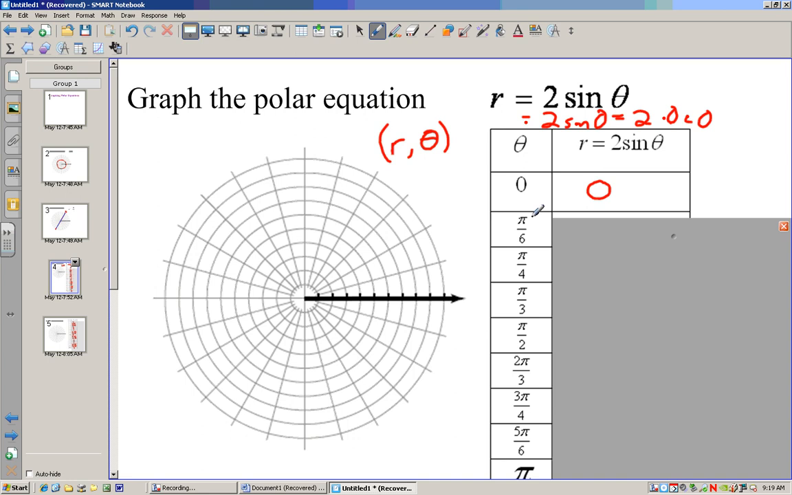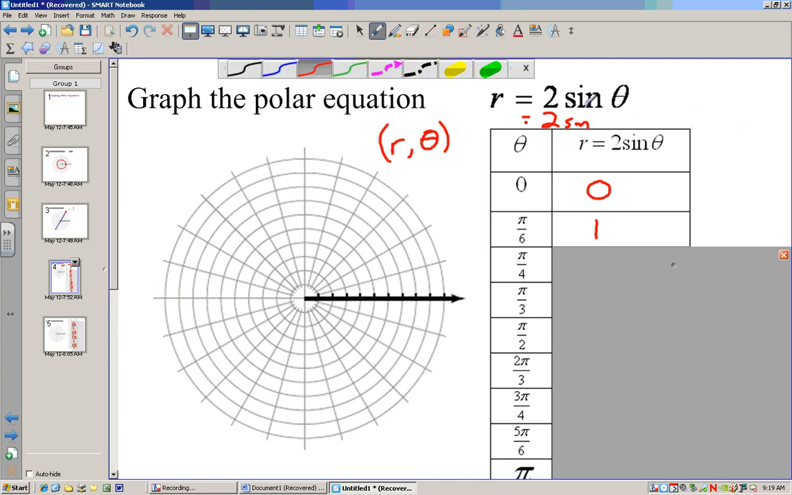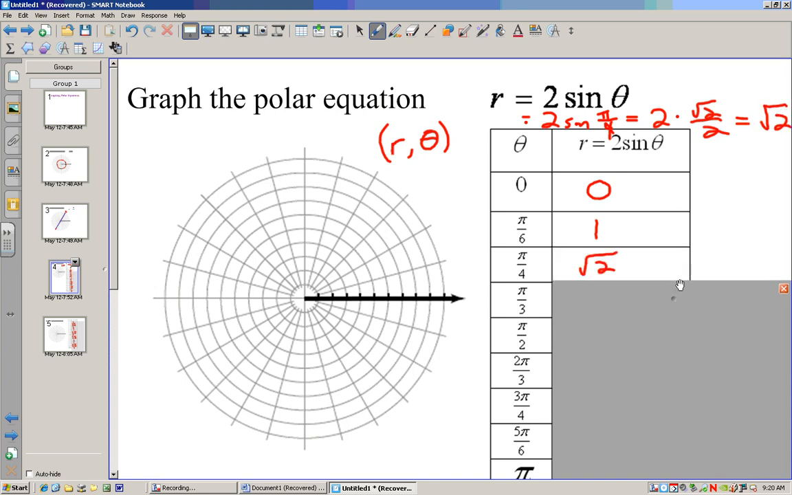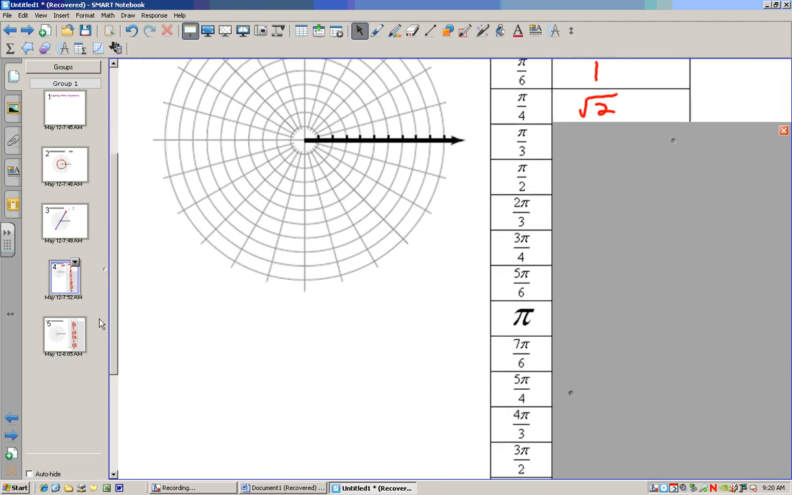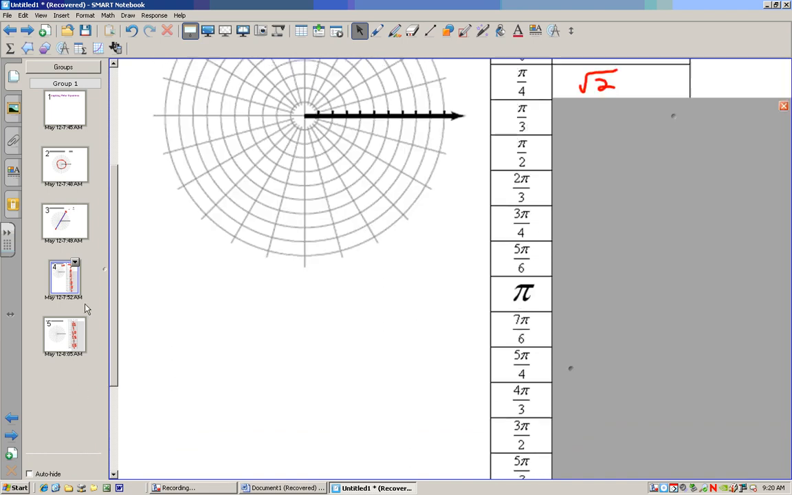Now let's do pi over 6. So if I erase this, 2 times sine of pi over 6. The sine of pi over 6 is 1/2. 2 times 1/2 is 1. Now if I do pi over 4, 2 times sine of pi over 4 is 2 times root 2 over 2, which is just square root of 2. Now you guys can pause this and do the rest of the problems between 0 and 2 pi and try to find the values.